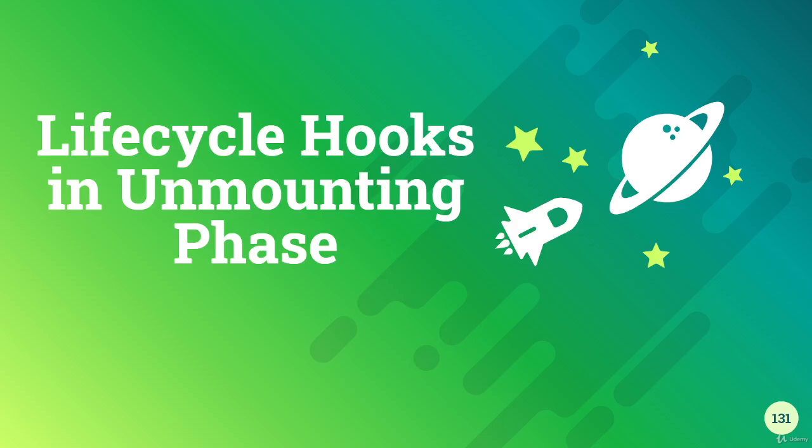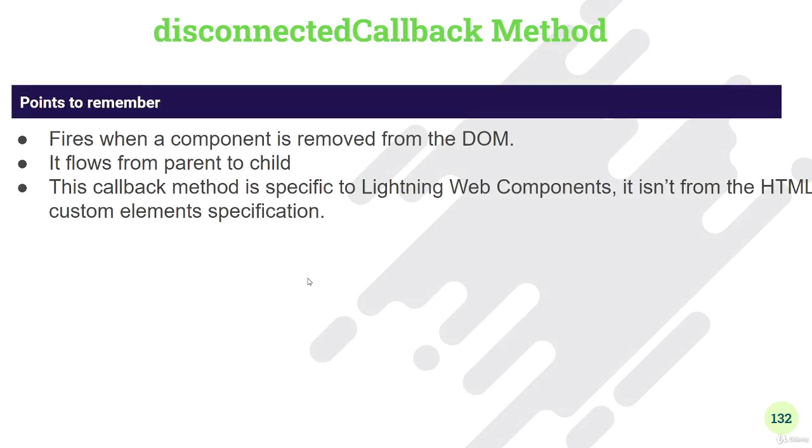In this video, we'll talk about lifecycle hooks in the unmounting phase. The unmounting phase is also called the removing phase. Under this phase, we have only one method, that is the disconnectedCallback method. This method is very important to avoid memory leak issues. I'll show you in an example.